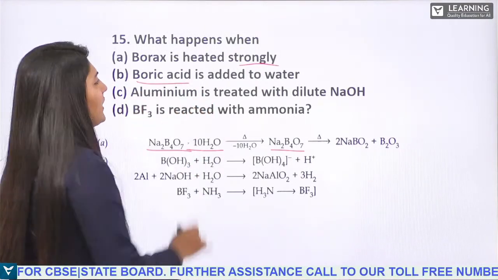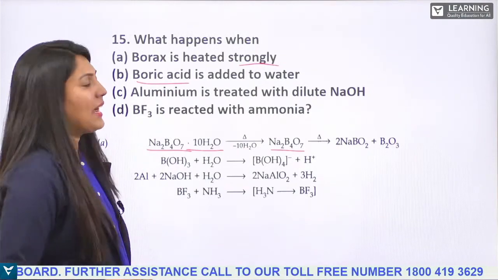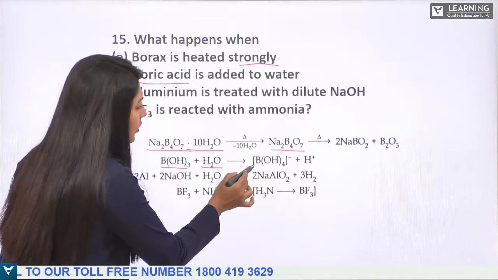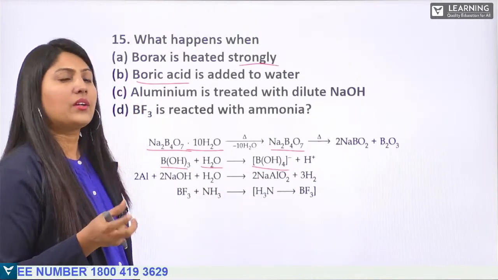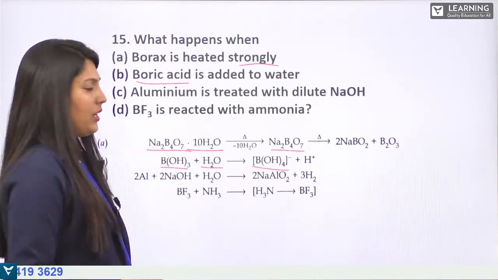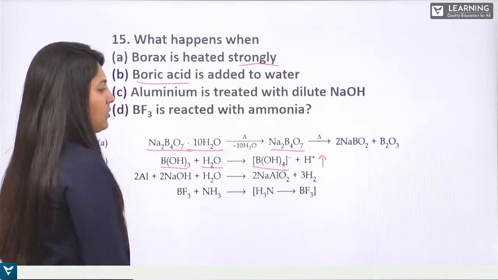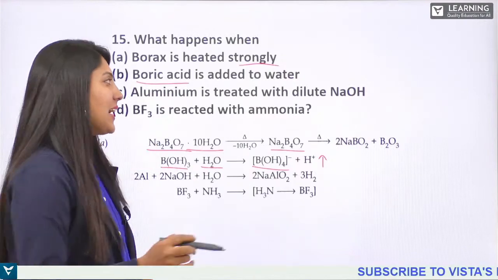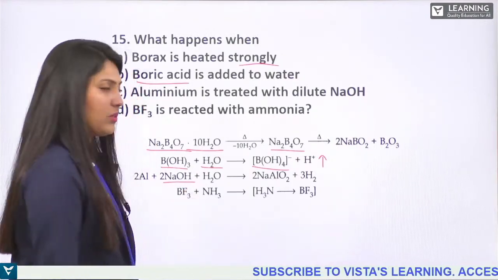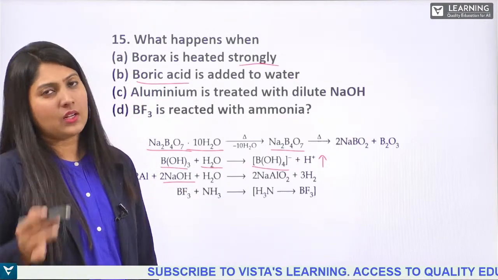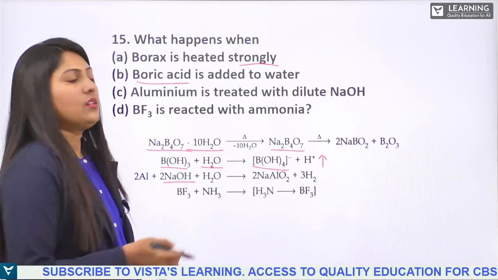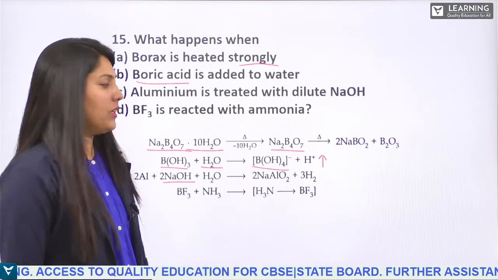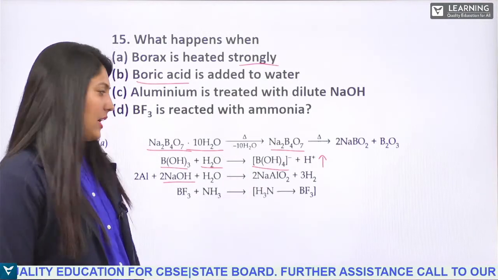Next we have boric acid, which is added to water. We know this boric acid, when added to water, the hydroxyl ion will be added to them, right? With the evolution of hydrogen gas. And next we have aluminium treated with dilute sodium hydroxide. Aluminium reacts with base, aluminium reacts with acid, we saw, right? So it is reacting with base to form sodium aluminate with evolution of hydrogen gas.